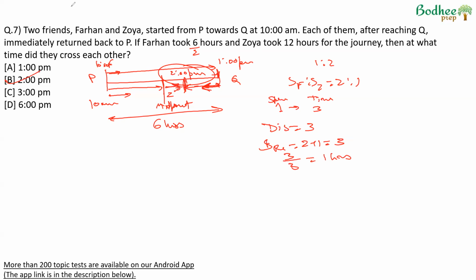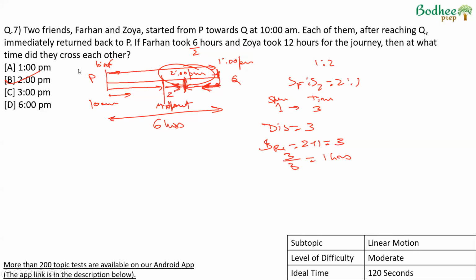Again, in terms of level of difficulty, I'd say a moderate question. You just have to be able to visualize what is happening. In terms of calculation, not too much that needs to be done. Or again, we can also assume a value. We can assume that the distance between PQ is say 600 or 60 kilometers. From there, we'll get the speeds of Farhan and Zoya. We can also use that to get the answer, either or. The smaller the numbers, the easier the calculation.